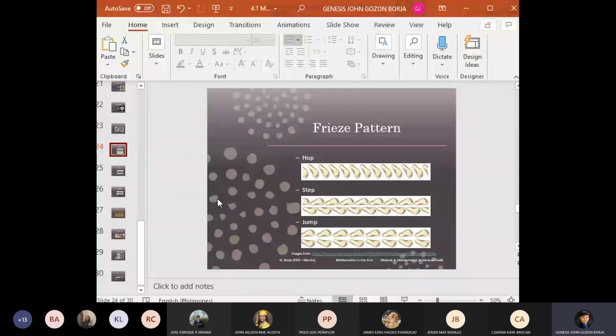So we have 7 types of freeze patterns. So we have the hop pattern. So para siyang isipin natin na lumulundag ba? Ano bang hop?